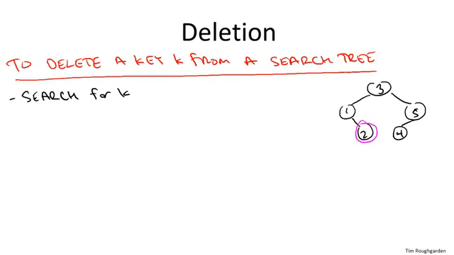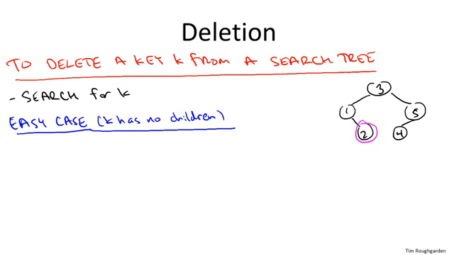So let's start with the happy case, where there are 0 children, like in this case where we're deleting the key 2 from the search tree. Then, of course, we can, without any reservations, just delete the node directly from the search tree. Nothing can go wrong. There are no children depending on that node.